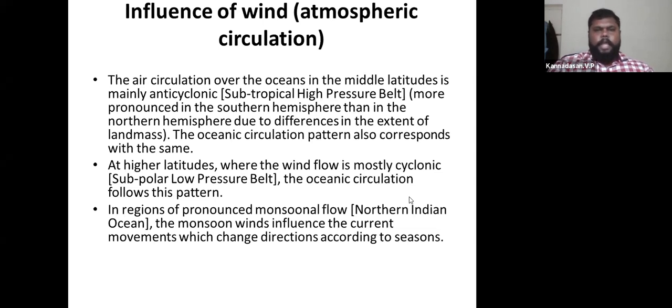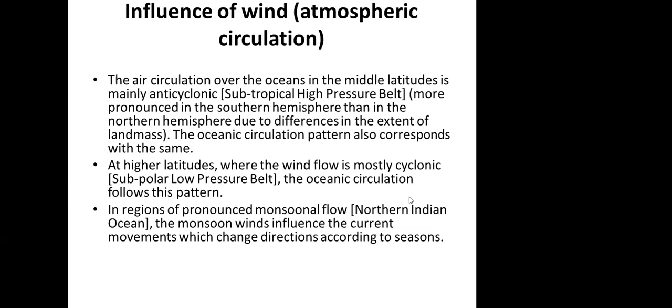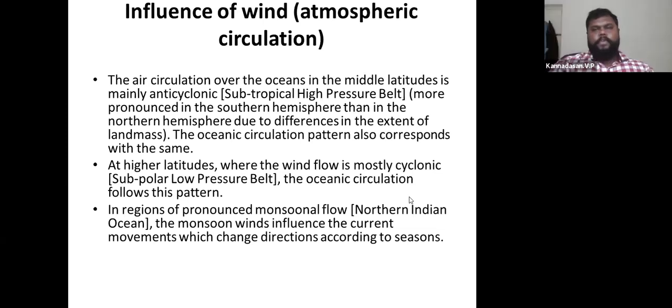For example, in the higher latitude region, around 45, 50 or even 60 degrees north, the wind flow is cyclonic in nature. Cyclonic in nature means the warm and cold meet together. In higher latitudinal regions, warm and cold currents meet together. Do you remember a warm and cold current meeting near the coast of Labrador and Newfoundland? Yes, sir. The Labrador current and Gulf Stream, right? So this is how the wind influences atmospheric circulation.